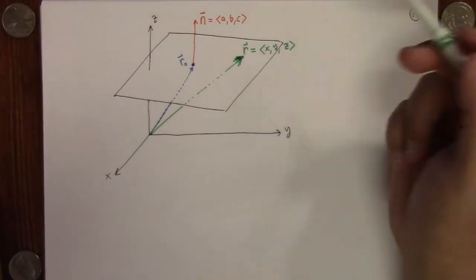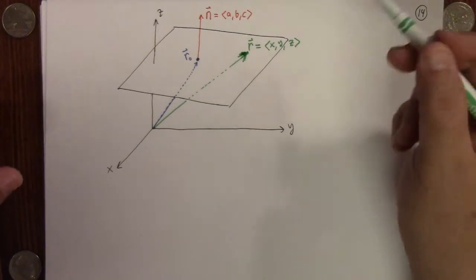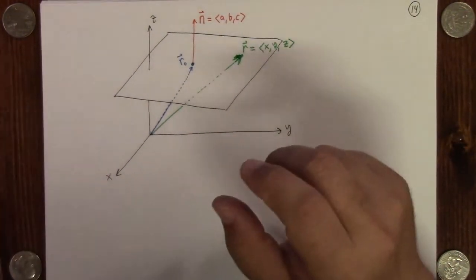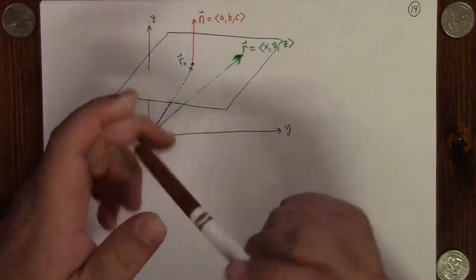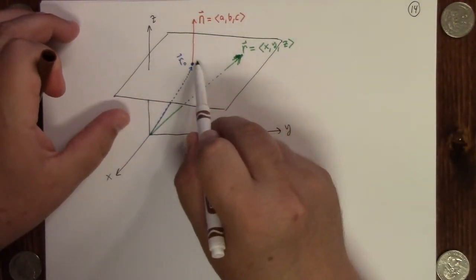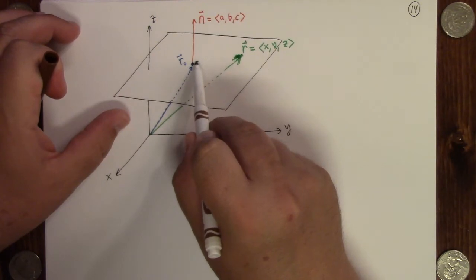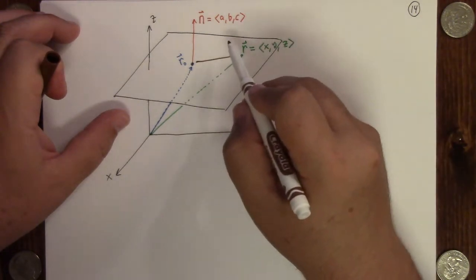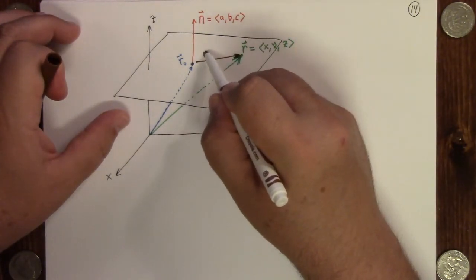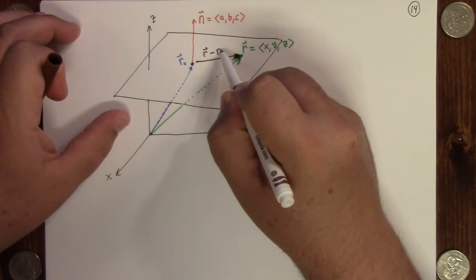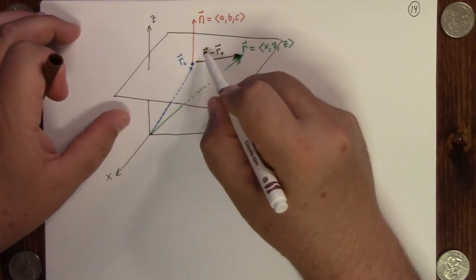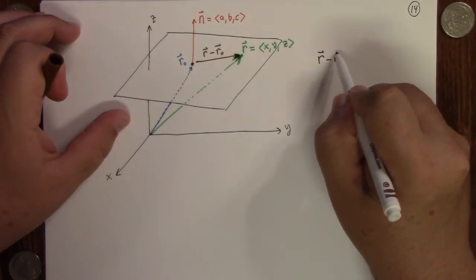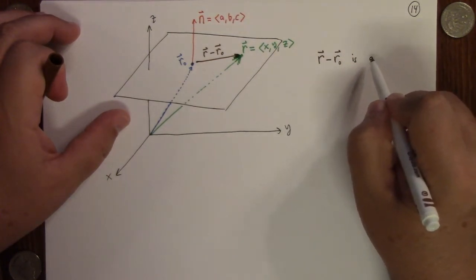Then what can we say about X, Y, Z? How does that relate to this normal and the base point? The answer is simply in the tip-to-tail vector addition that we looked at. So if we look at this vector here that goes from R naught to R, what vector is this? This is R minus R naught, and that's a vector.